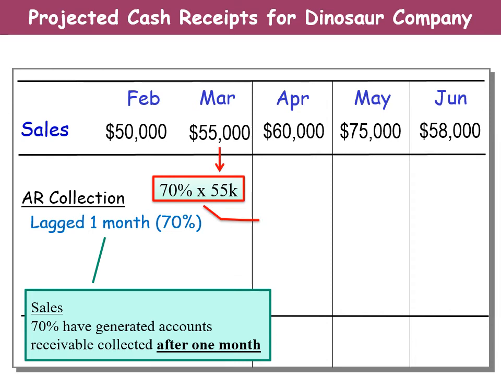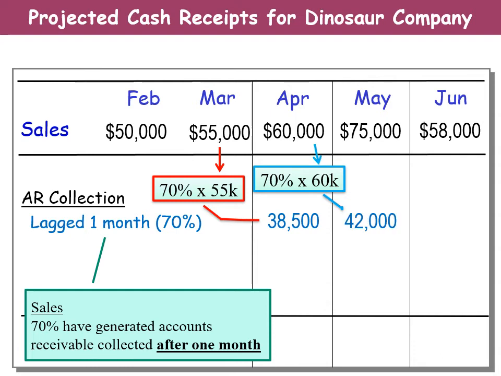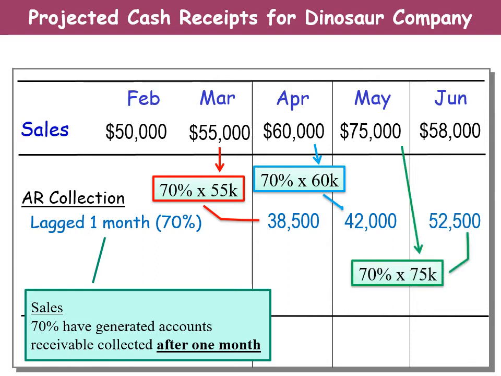70% times 55 is 38.5K. So 70% of the March sales is collected in April. 70% times 60K gives you 42K. 70% times 75K gives you 52.5K.